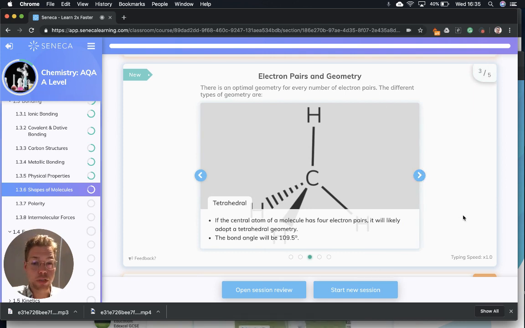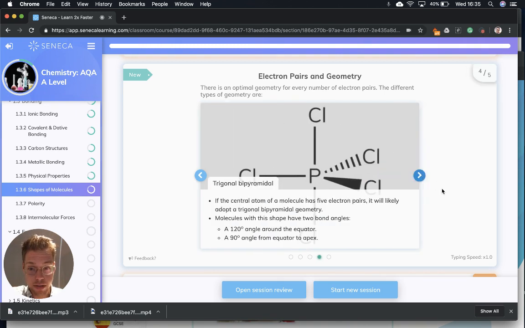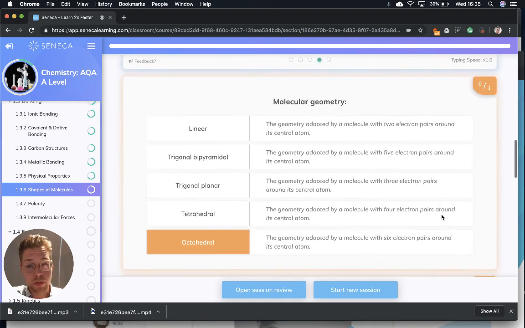Next, we have tetrahedral. If the central atom of a molecule has four electron pairs surrounding it, it will likely adopt a tetrahedral geometry. And here the bond angle is 109.5. Next, we have trigonal bipyramidal. And here, if the central atom of a molecule has five electron pairs, it will likely adopt a trigonal bipyramidal geometry. Molecules within this shape have two bond angles, so 120 degrees around the equator and a 90-degree angle from the equator to the apex.